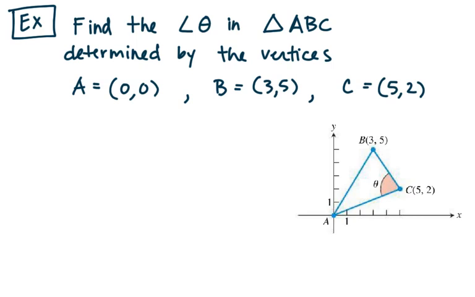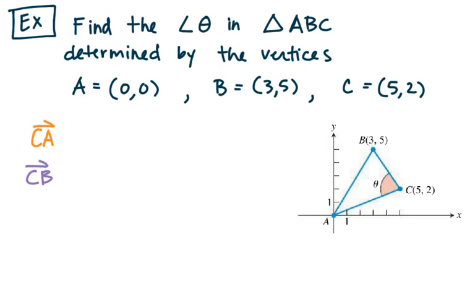For our second example, we're going to find the angle theta in our picture, or the angle at vertex C in triangle ABC. It's determined by these vertices: A is 0, 0, or at the origin, B is 3, 5, and C is 5, 2. So the angle, let's think about using vectors here. The angle is identified as being part of vector CA as well as vector CB.